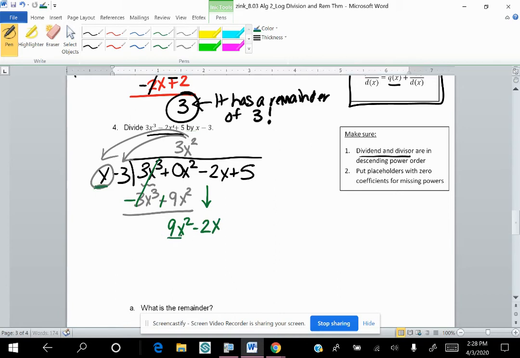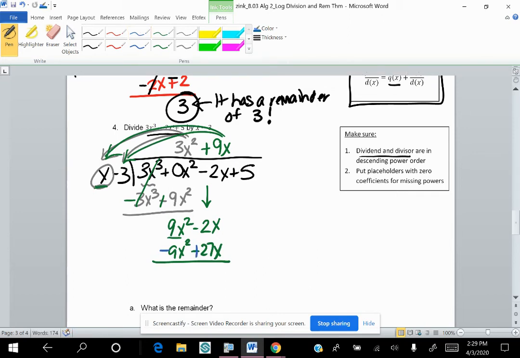Again, look at x. X goes into 9x squared how many times? 9x. So now we do our rainbow. 9x squared minus 27x. We're subtracting, so we have to change the signs. These cancel. 27 minus 2 is 25x. Bring down our next term of positive 5. X times what gives me 25x? That's going to be positive 25.